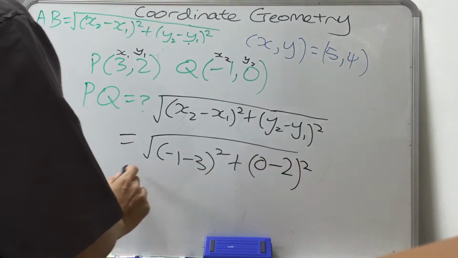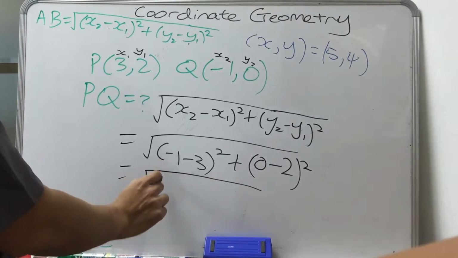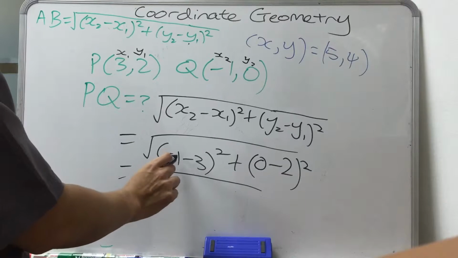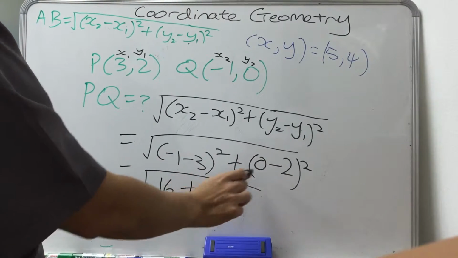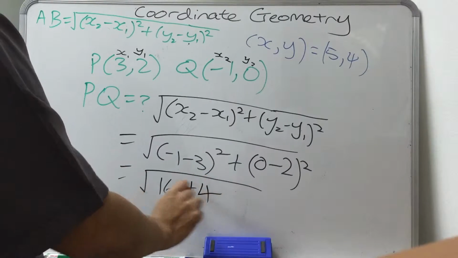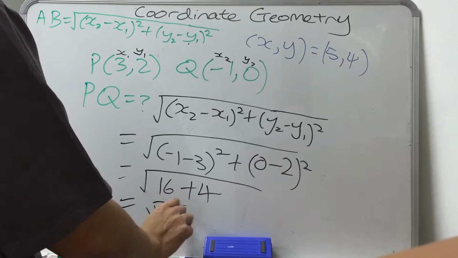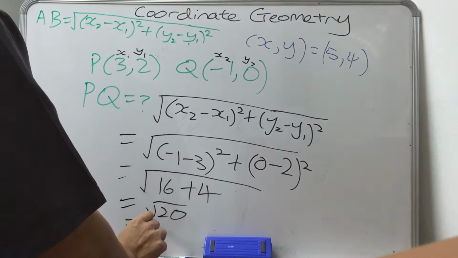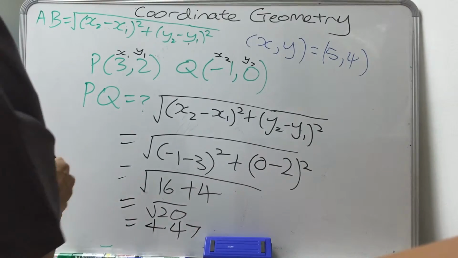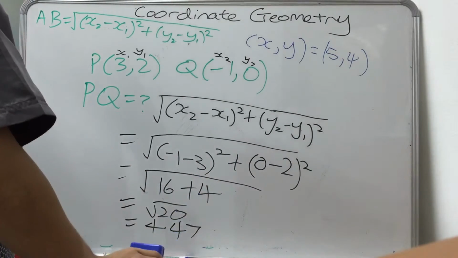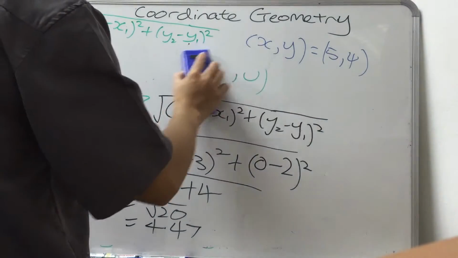So (0 minus 2) squared. Simplify this and you will get minus 4 squared, which is 16, plus minus 2 squared, which is 4. So this gives us square root 20. So the length of PQ is 4.47 units. Okay, do you get it? If you have gotten it, we move on to the next topic.